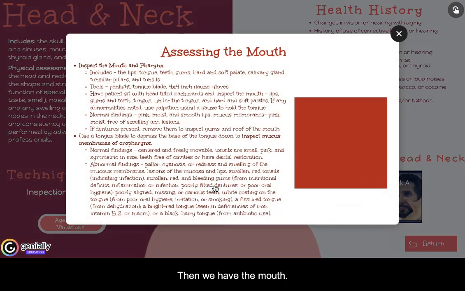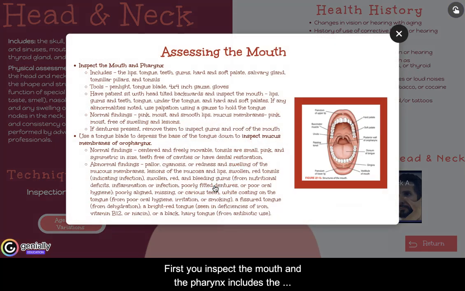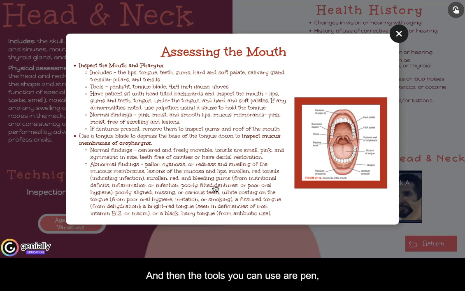Then we have the mouth. Inspecting the mouth first. You inspect the mouth, and the pharynx includes the lips, tongue, teeth, gums, hard and soft palate, salivary gland, tonsils, and all that stuff. And then the tools you're going to use are pen light, tongue blade, 4x4-inch gauze, and gloves. Have the patient sit with their head tilted backwards. Inspect the mouth, lips, gums, teeth, tongue, under the tongue, hard and soft palate, both.